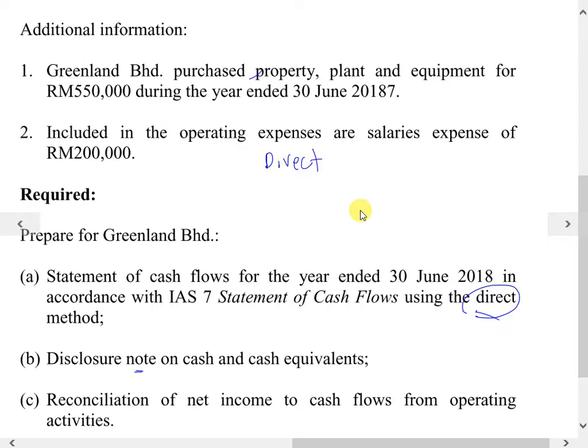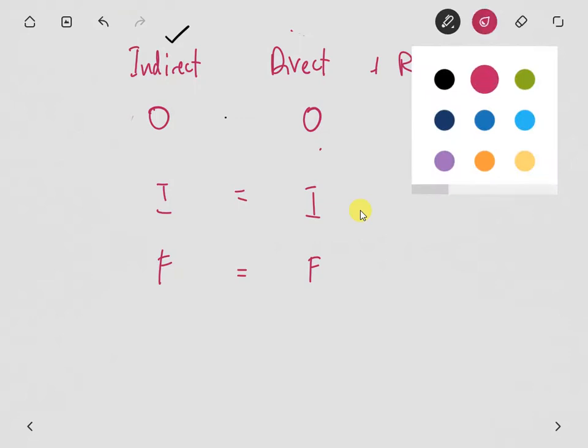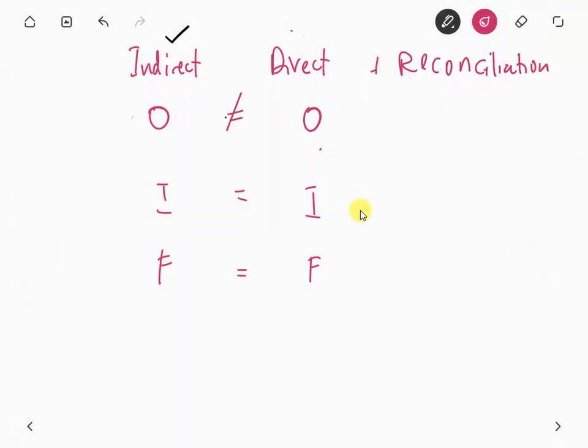So direct method, part B, disclosure note, and part C, reconciliation. What's the difference between direct method and indirect method? Indirect method is the one we learned earlier, last class. For direct method, both still have OIF, cash and cash equivalent. The only difference is the operating activities. It's a different method, but the result is still the same.